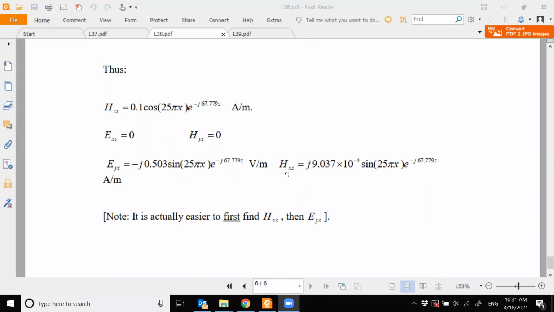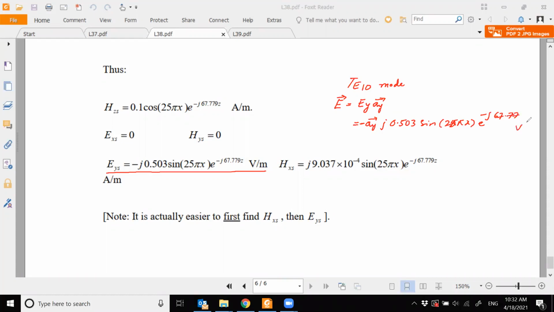So in summary, for your TE1,0 mode, your electric field has only a Y component, which is equal to minus AY j 0.503 sine 25 pi x e power minus j 67.77 volts per meter. I would say ES because this is in phasors.